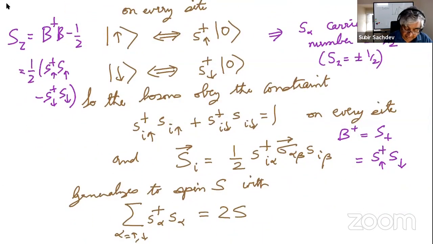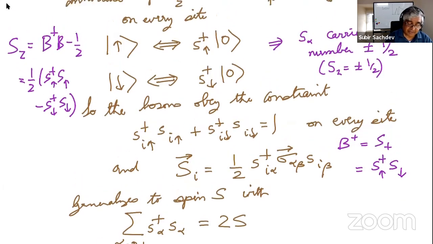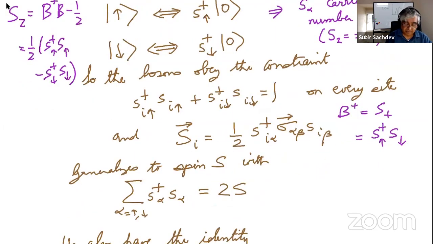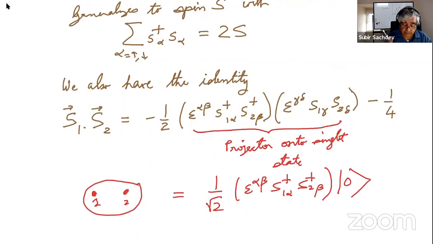Okay. And as an aside, I just noticed that you could also do this for a spin S, where you had 2S plus 1 states on each site by just generalizing this constraint here to this one. But we won't do that in the lecture. It's in the notes.